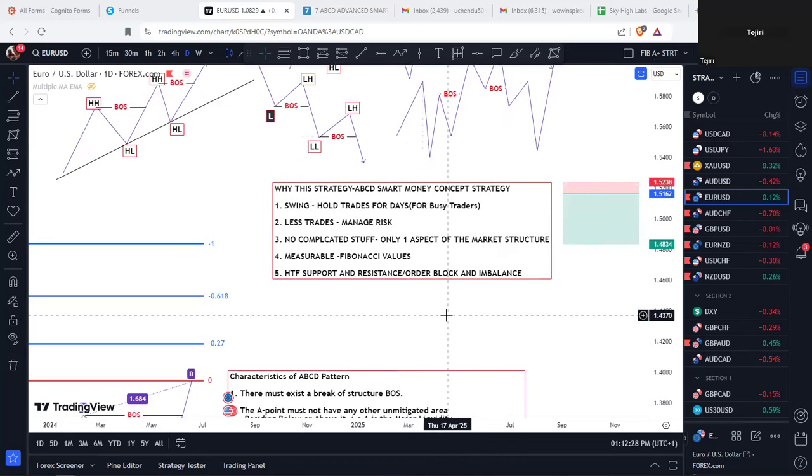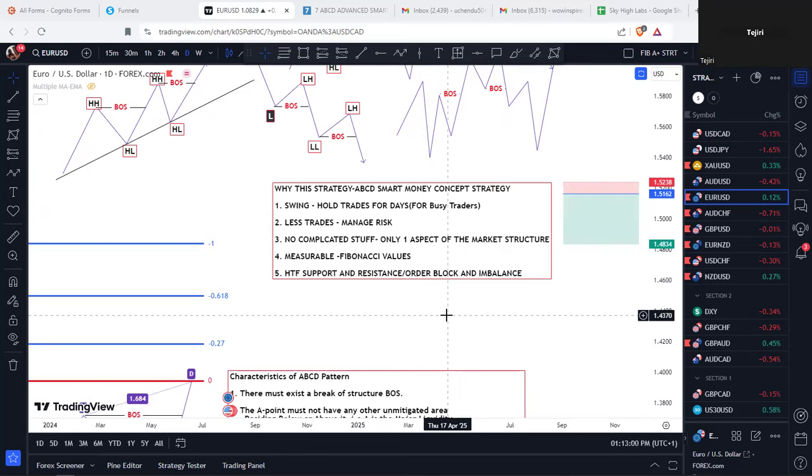It's a kind of swing strategy, in the sense that you have to be willing to hold a trade for a longer period of time. This strategy is based on daily key levels. It's based on daily price action. It's fully based on daily price action. So all the support and resistance lines, all the order blocks, all the imbalance fields are all based on daily price action.